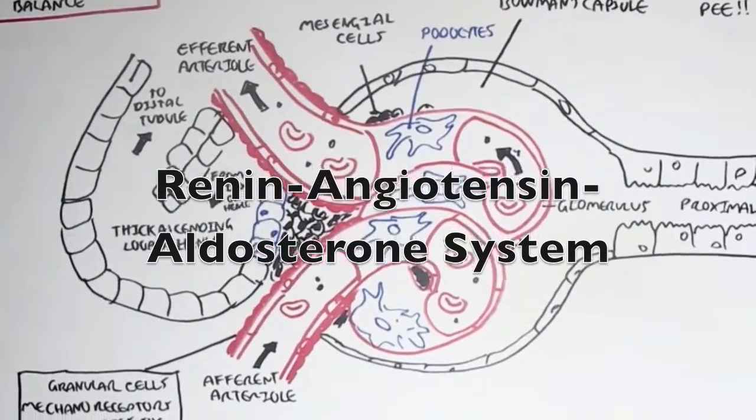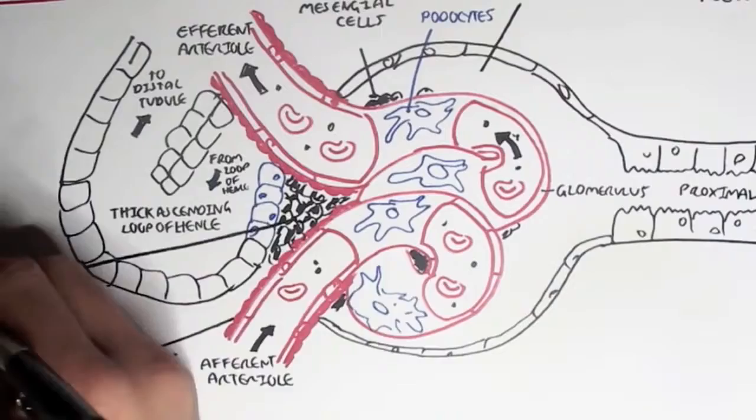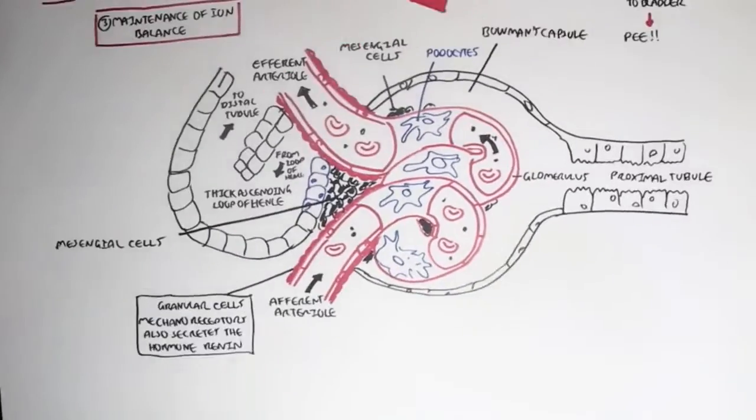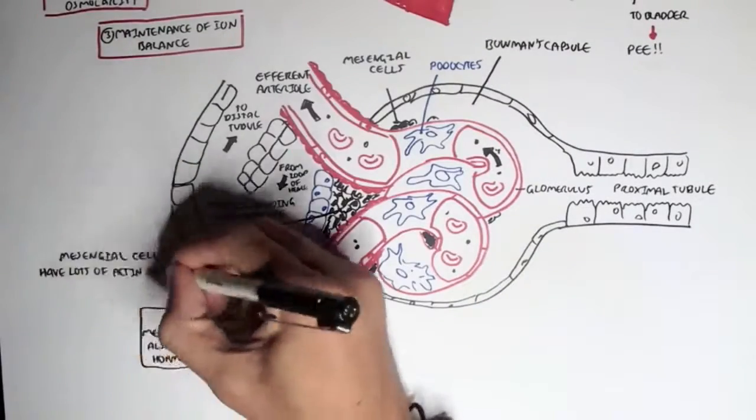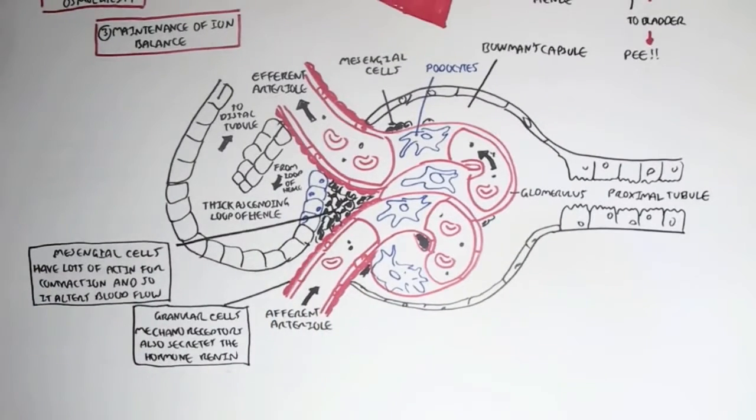Now we also have mesangial cells outside of the Bowman's capsules. And mesangial cells have lots of actin, which are proteins. They have lots of actin, which are important for contraction, and so it helps alter blood flow and blood pressure.